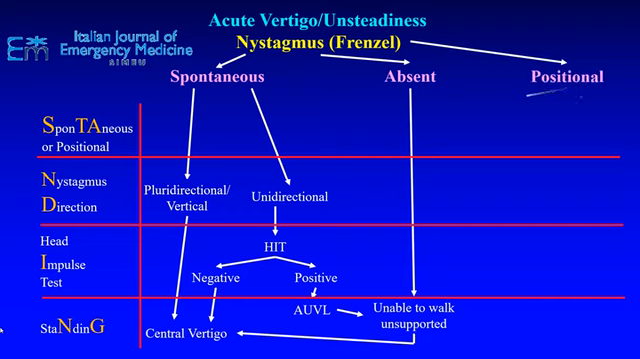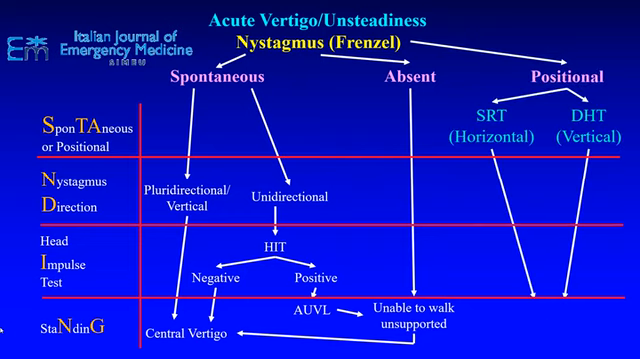If there is a positional nystagmus, they do a supine roll test and Dix-Hallpike test. If it is positive, it is BPPV. If the so-called BPPV patient is unable to walk unsupported, this becomes a central positional vertigo syndrome.